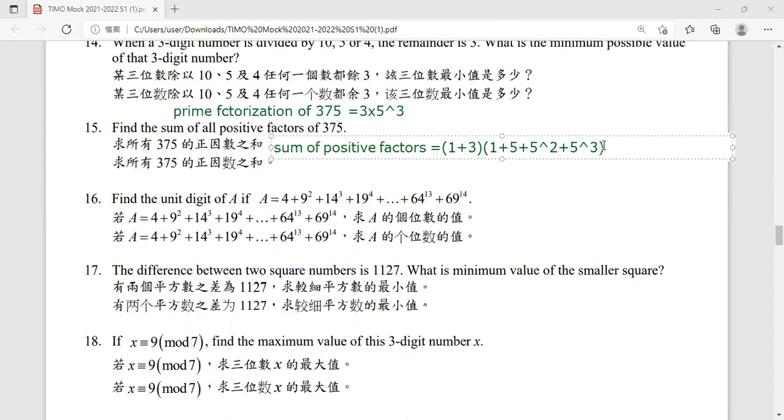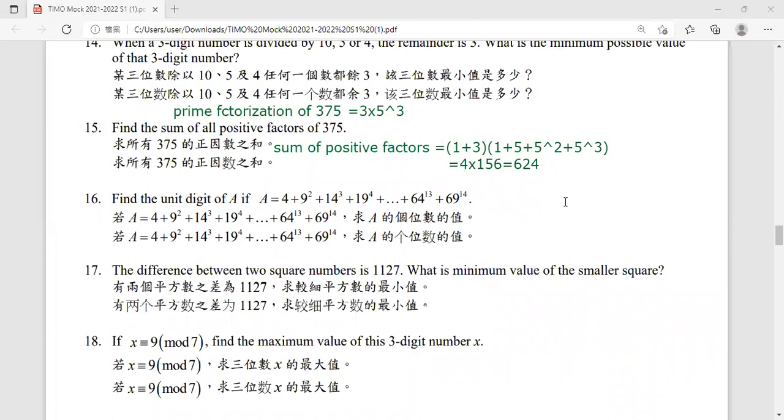Which is equal to what? 4 times, this is 125, 150, 156, which is 624. Of course, you can find all the factors, but you don't need to find the factors, actually. Now we have 3 here, so the factors will be 1 plus 3, and we have 5 cubed here. All the factors will be from 1, 5, 5 squared and 5 cubed. You just multiply the sums of those.